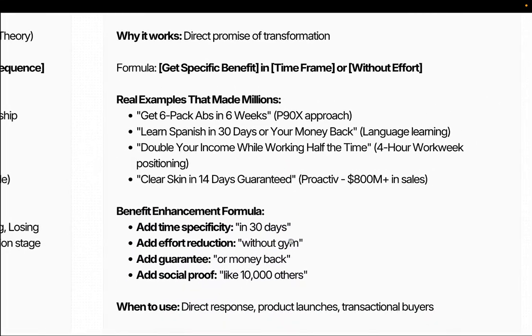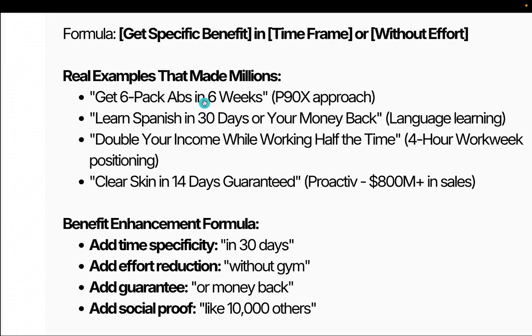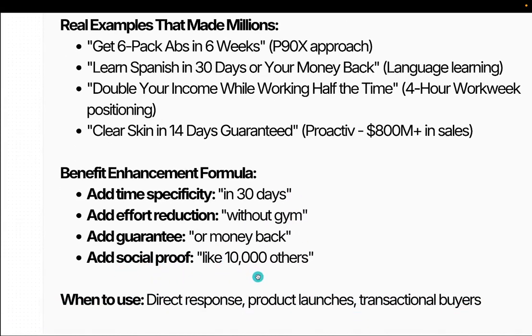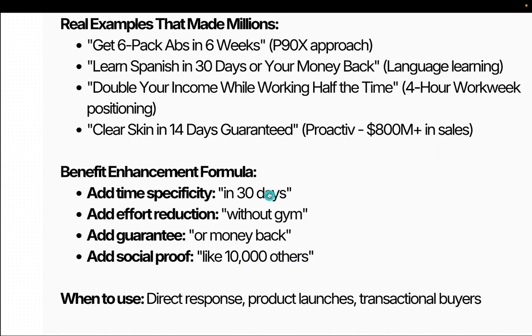Good. So these are some of the things you can do to enhance the formula. You have to add time specificity. Is it in 2 days? Is it in five weeks? Add it. Add effort reduction. So without gym or without stress. You get the whole thing. And then add a guarantee. So for the guarantee, we use 1 year or your money back, where you can get paid back. And then you can even add social proof. You get it? Like 10,000 orders. You get it? Yeah.